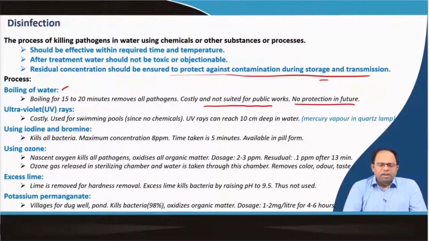We can use ultraviolet rays. This is again costly. Usually we use it in swimming pools because we don't want to use chemicals in swimming pools. But UV rays can reach up to 10 centimeter deep in water. And it is usually provided through mercury vapor in quartz lamp. So, we use quartz lamp with mercury vapor to create these UV rays.